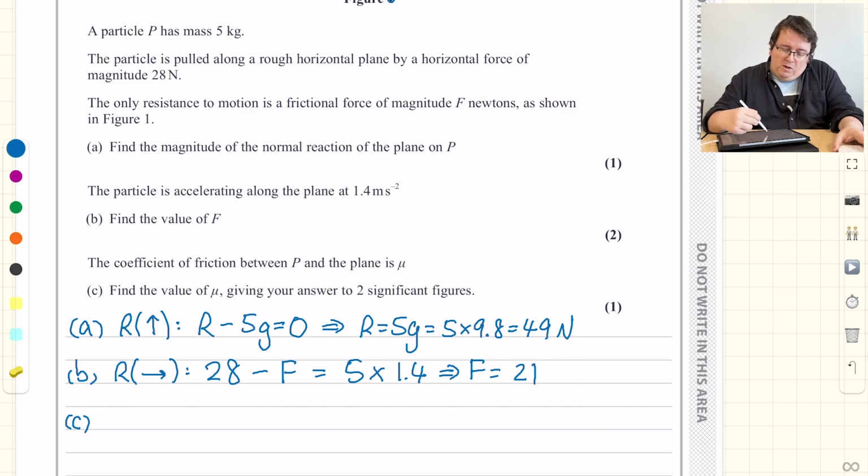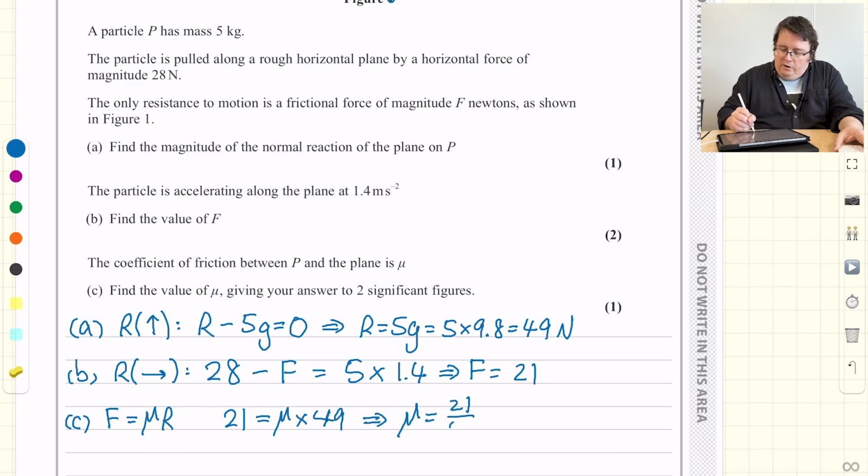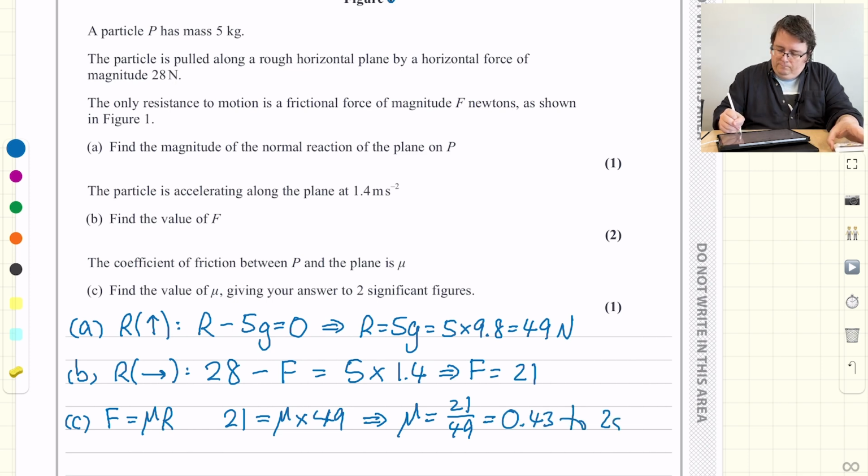The coefficient of friction between P and the plane is mu. Find the value of mu, giving your answer to 2 significant figures. So because the particle is moving, we have that F is equal to mu times R. So F we know is 21, and R we worked out as 49. So mu is 21 over 49, and we want to write that to 2 significant figures, which is 0.43. Okay, and that's question number 2.